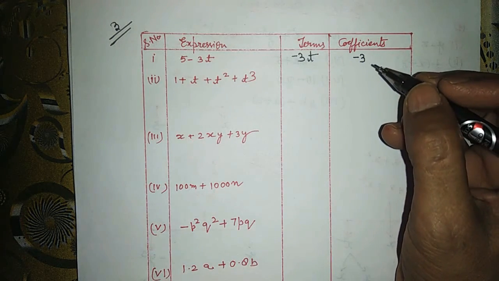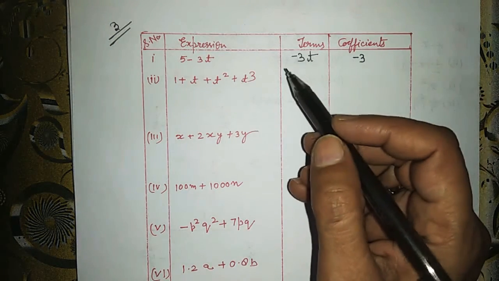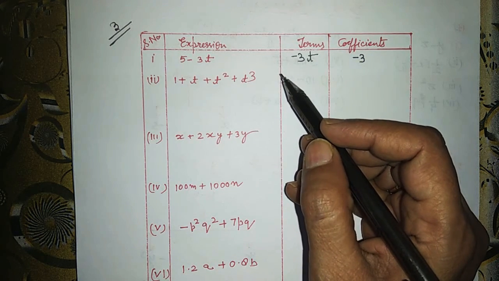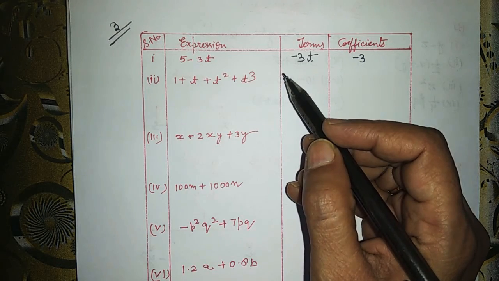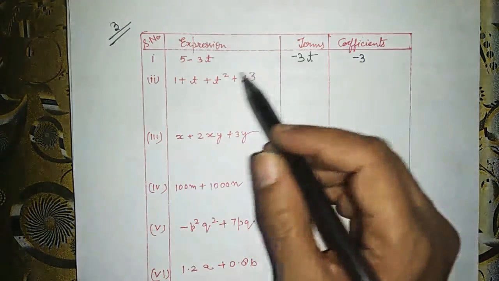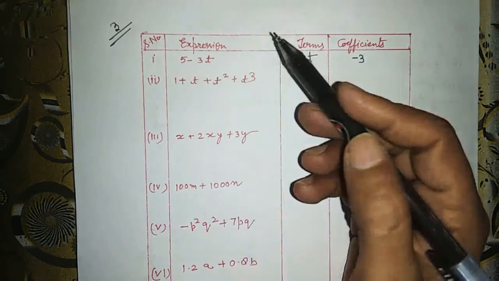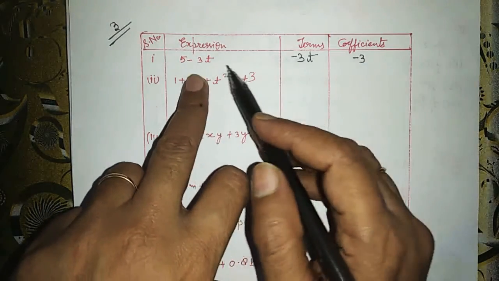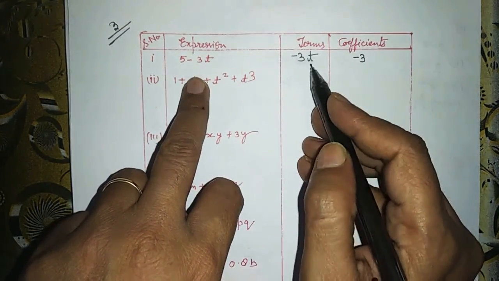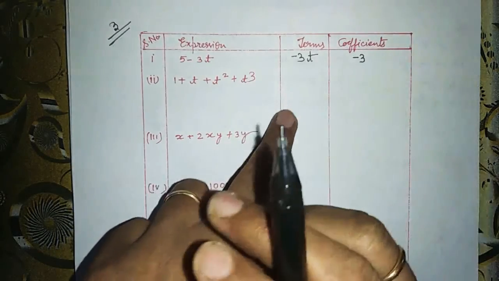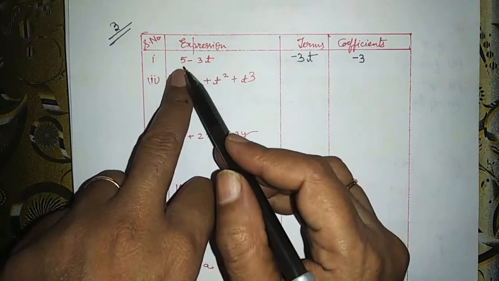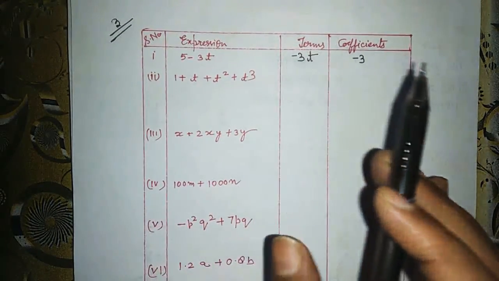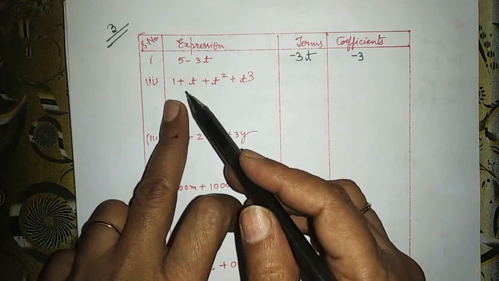Children, see the question once again. The question is to identify the numerical coefficients of terms other than constants in the following expression. Other than constant means we will not take the constant. So here we will write first the term and after that we will write the coefficient. This will not be written because it is a constant term.